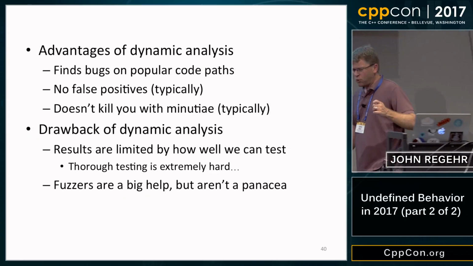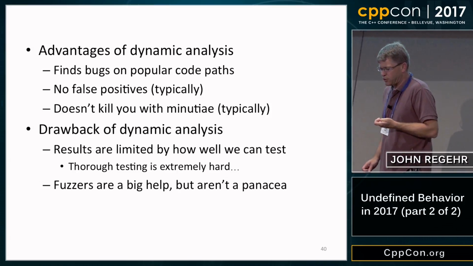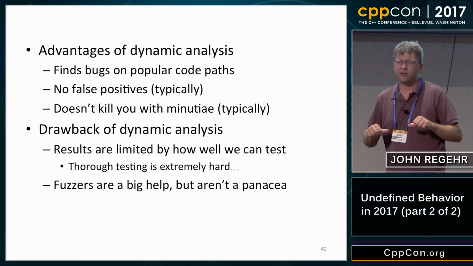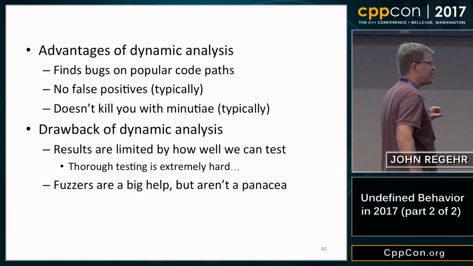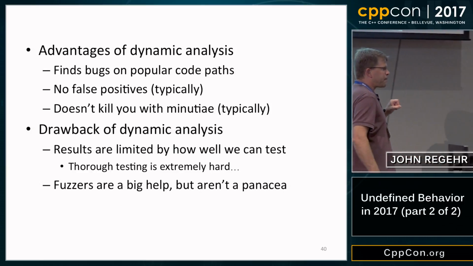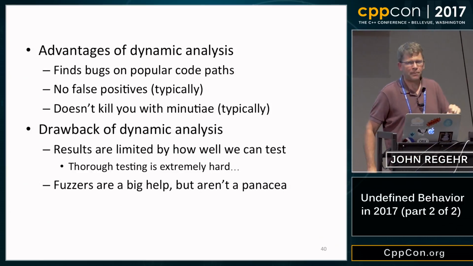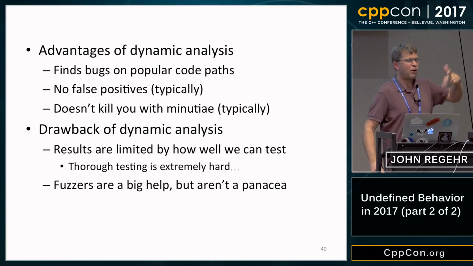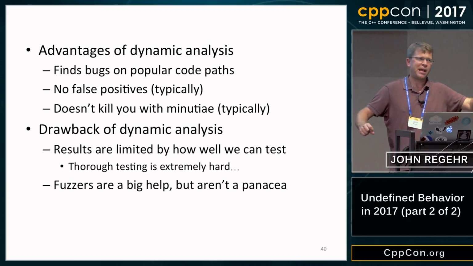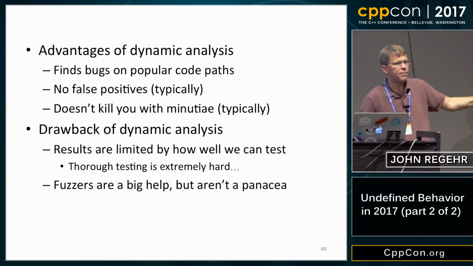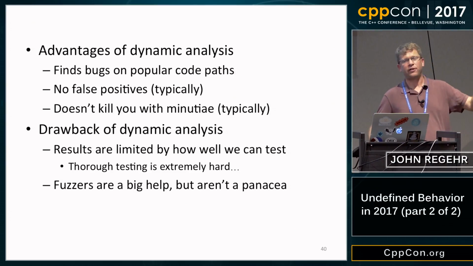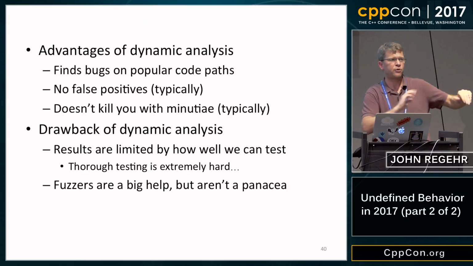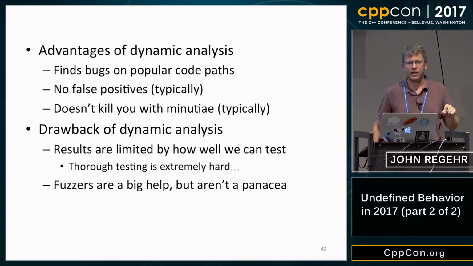Let's talk about some really interesting trade-offs between static analysis and dynamic analysis. One of the awesome things about dynamic analysis is that it finds bugs on popular code paths, right? It finds bugs along the code paths where you have test cases. And of course, this is both good and bad. It's obviously bad because you may have security bugs on unpopular code paths, but it's good because it lets you fix the problems that are at some level the most relevant first. So that's a nice thing.